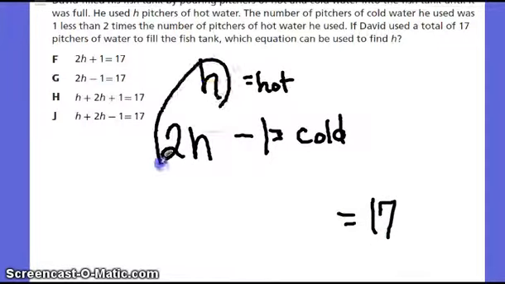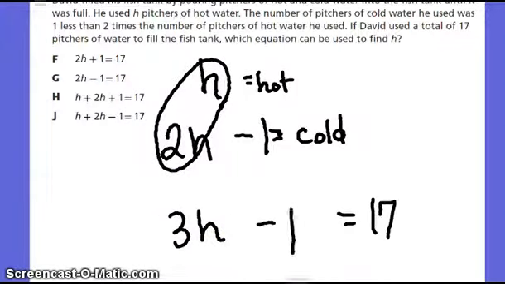You're actually going to add these. This is 3H minus 1 is 17. They did not combine their like terms, and the correct answer on this is J.